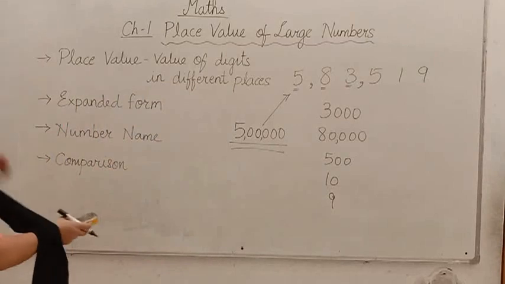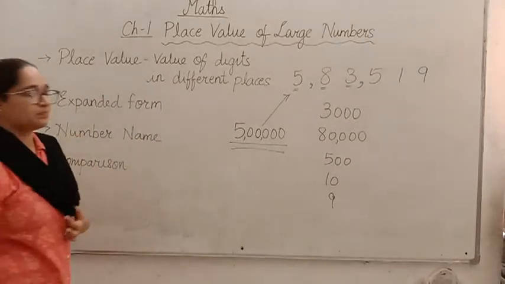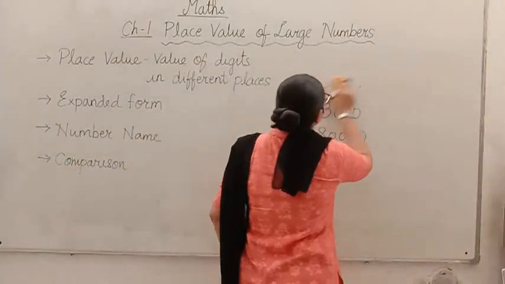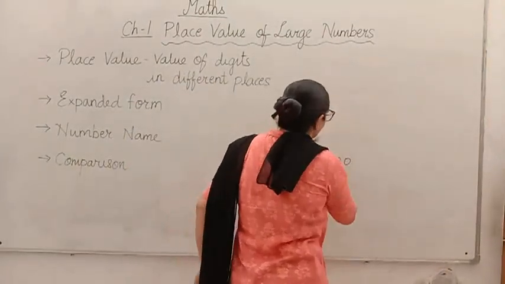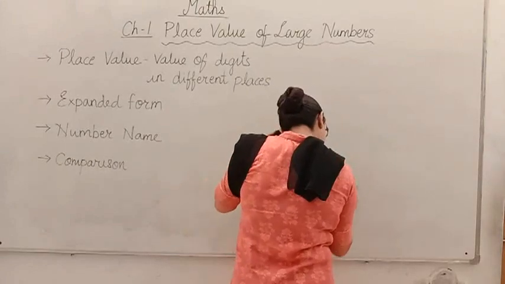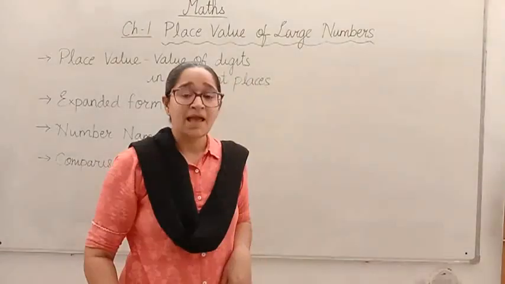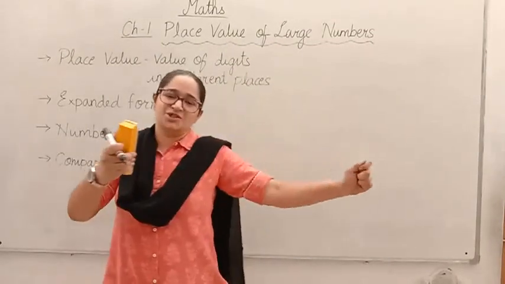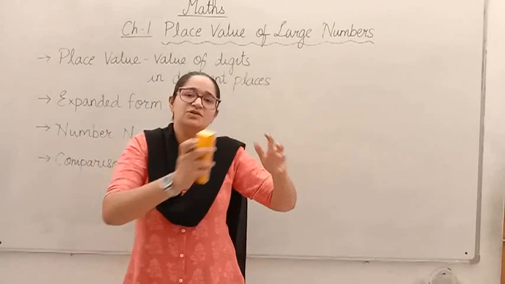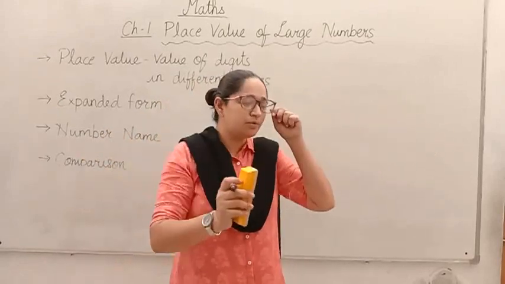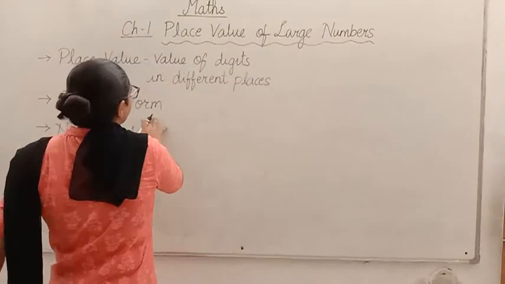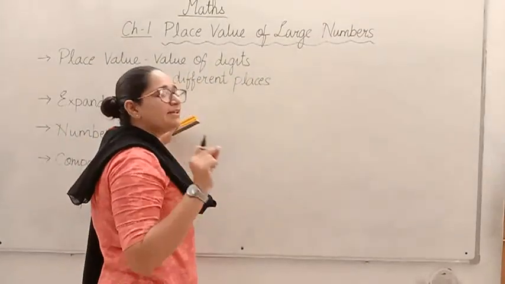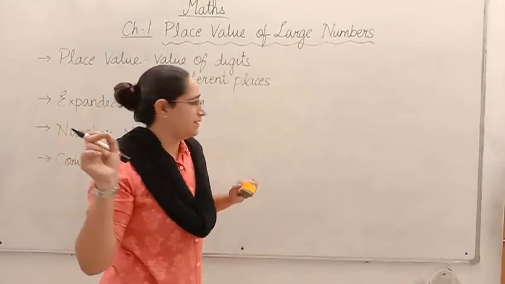Let's move on to the expanded form now. In the expanded form, you just stretch a number, expand a number. What you are doing simply here is taking a number and, without changing its value, you stretch it, you expand it, you make it bigger. How do you do that? In expanded form, you write the place value of each digit and in between just put a plus sign.